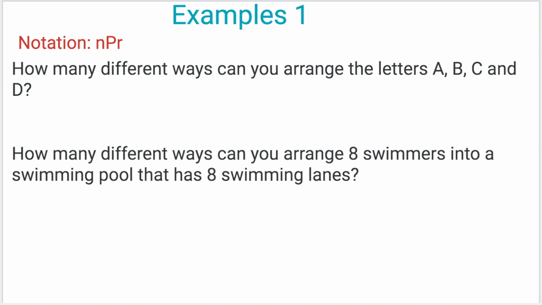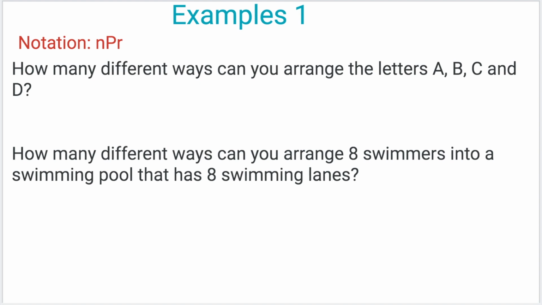So let's go through some examples where we're going to determine if this is a case that is a permutation or not. The first example is, how many different ways can you arrange the letters A, B, C, and D? Remember, we want to know if they're different. So this is going to be a permutation. The only way that the order is going to matter is if they're different.